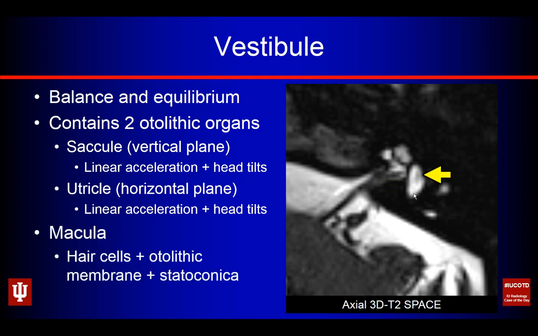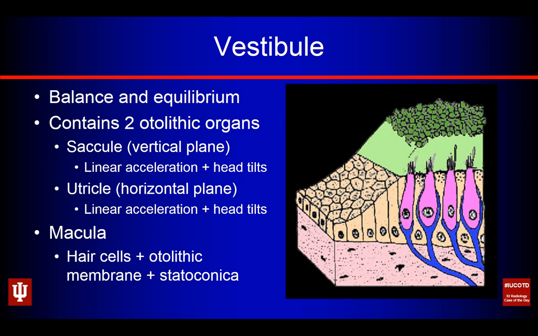When you look within the vestibule itself, you see this little bit smudgy area that's a little bit T2 dark. This is your macula, or the spot, and that contains hair cells, your otolithic membrane, and your statoconia. So here's a diagram of what those are. We have our hair cells, we have our otolithic membrane, and then we have our statoconia, these little rocks, these ear rocks, if you want to call them something, sitting above it.